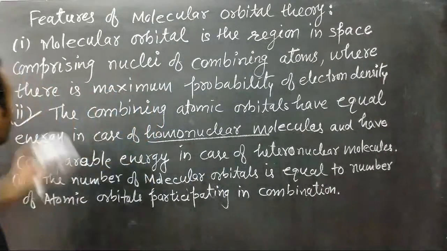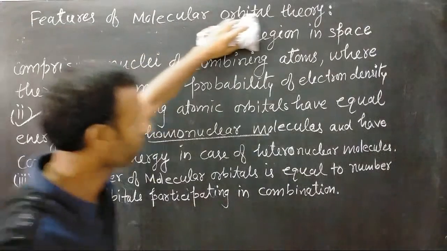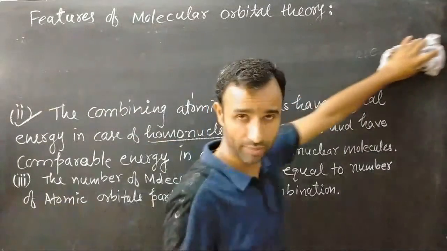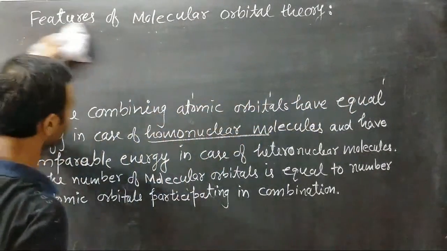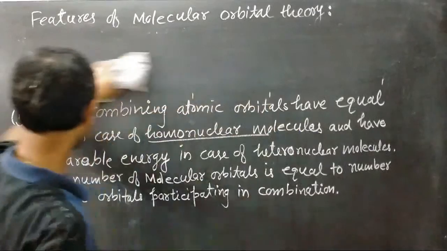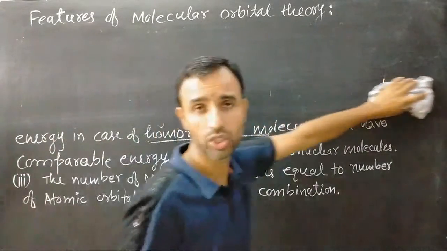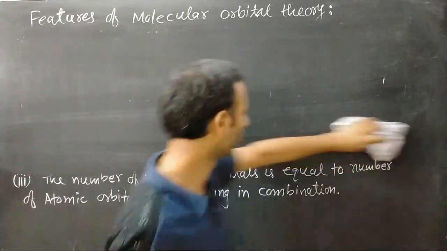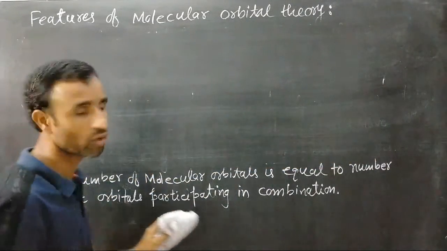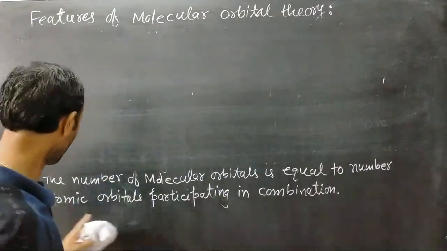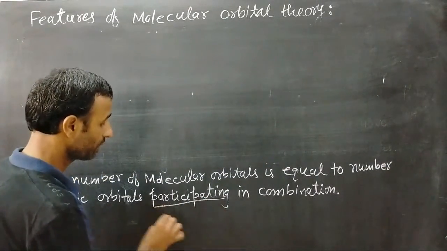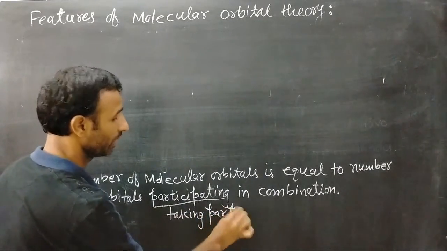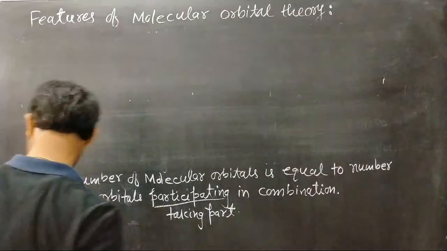Tell me. So first feature, you know that molecular orbital is the region in space comprising all the nuclei where the probability of finding electron is maximum. Second is the combining atomic orbitals should have almost similar energy. And third is the number of molecular orbitals is equal to the number of atomic orbitals participating, or we can say taking part in chemical combination.